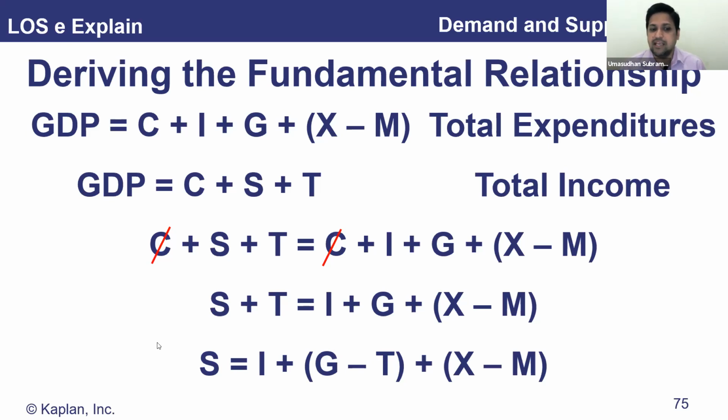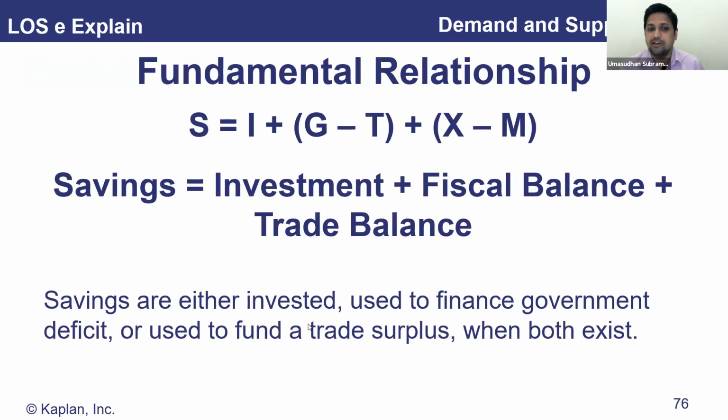So if you have savings in an economy, the household has savings, they can invest part of the savings. Part of it will be lent to the government, so you can finance the government, and the balance can be invested in your net exports. That is how you understand this relationship, and I'm going to explain that more in the next slide. This is what we arrived at: S equals I plus G minus T plus X minus M.